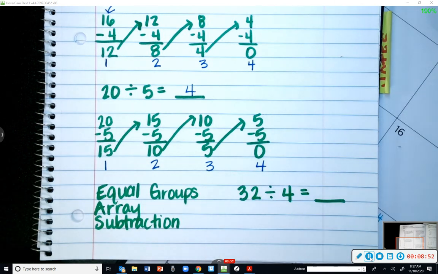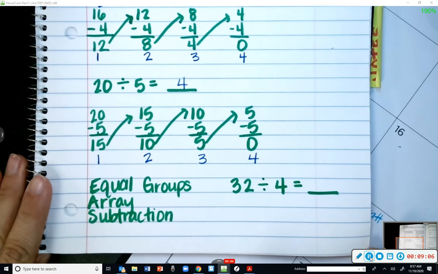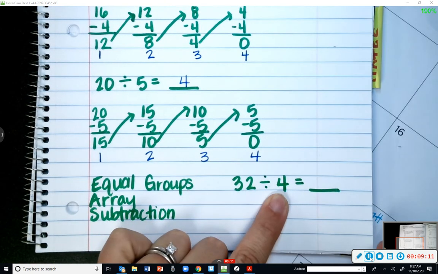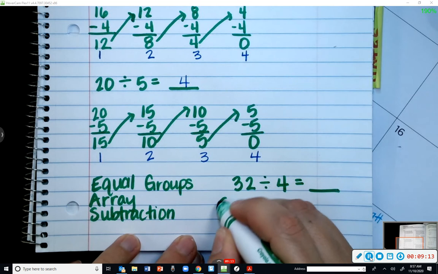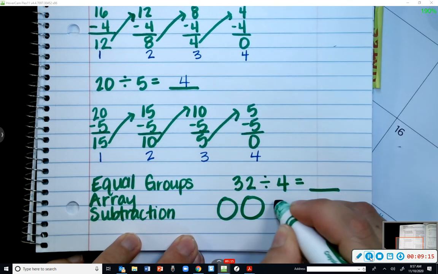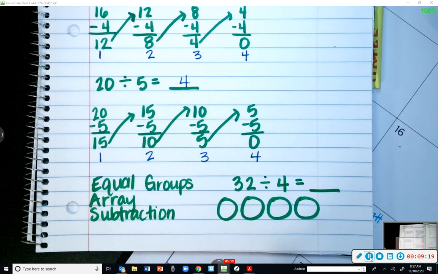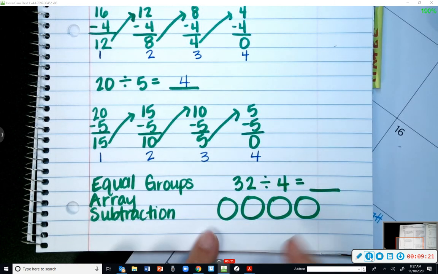Okay, so for 32 divided by 4, we had to do all 3 of these strategies: equal groups, array, and repeated subtraction. So go ahead and turn your focus towards the board and watch what we're doing. That way you can make sure you're doing it correctly. 32 divided by 4 means I need to start with 4 groups. And I'm taking 32 and splitting it up into these 4 groups. So what do I need to do now that I have my 4 groups made?